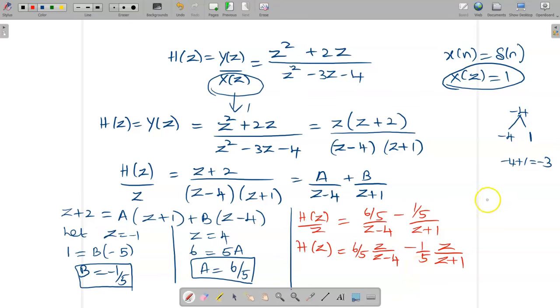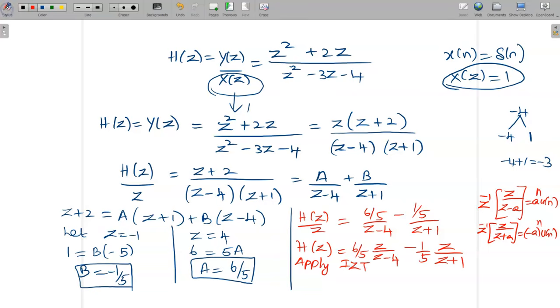Okay. So, we know that z inverse of z by z minus a is what? A power n u of n. Similarly, z inverse of z by z plus a is minus a the whole power n u of n. So, using this concept, okay, let me apply inverse z transform. So, what happens? H of z will become h of n, which is equal to 6 by 5. Inverse z transform of z by z minus 4 is what? 4 power n u of n.